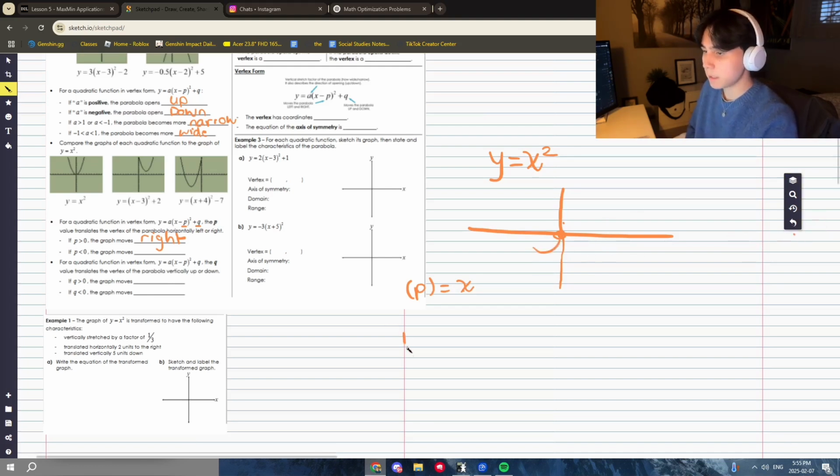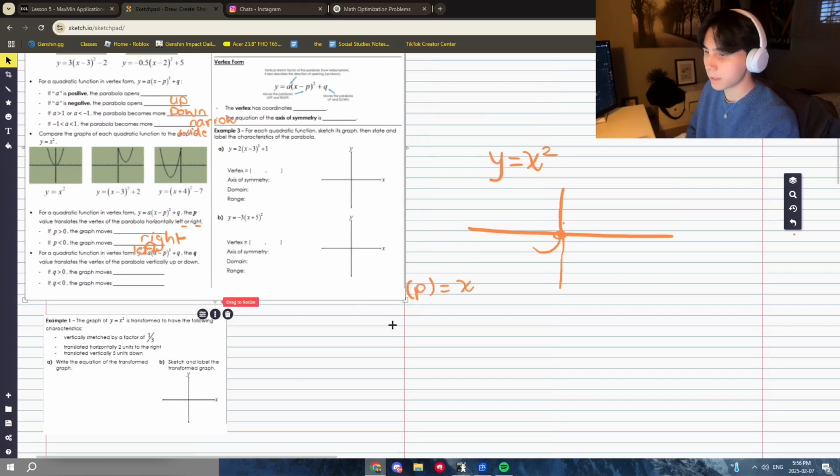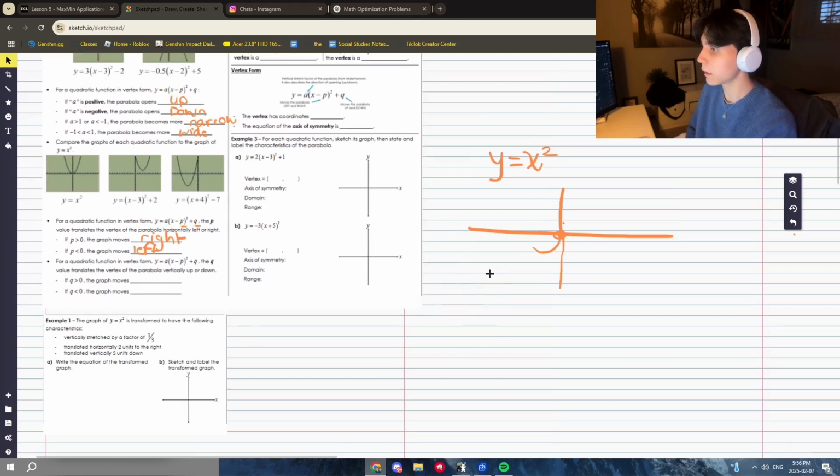So if p is less than 0, so p is negative, that means there were translations to the original x value to the left. So it's just going to be the opposite. So basically, if p is positive, it'll move right, and if p is negative, it'll move left, just as any x coordinate would, because it is technically x.